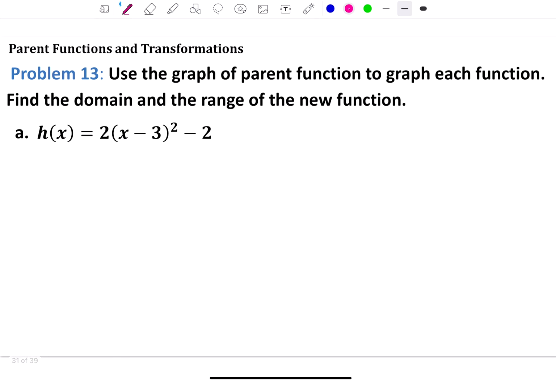Use the graph of the parent function to graph each function. Find the domain and range of the new function. So for this graph, we have a basic parent function. The parent function is going to be x squared, and it's shifted 3 units to the right, 2 units down, and stretched by a factor of 2.